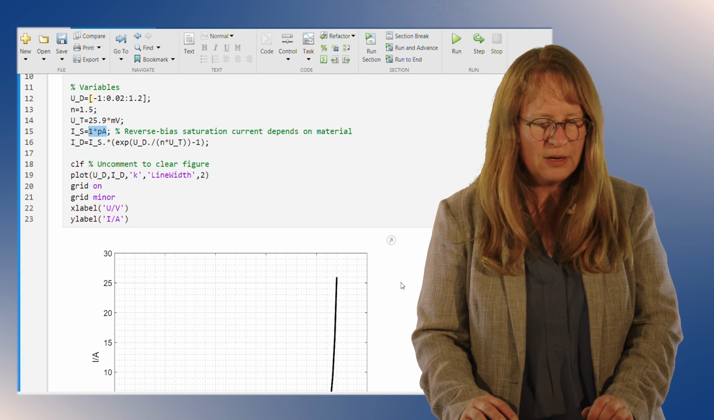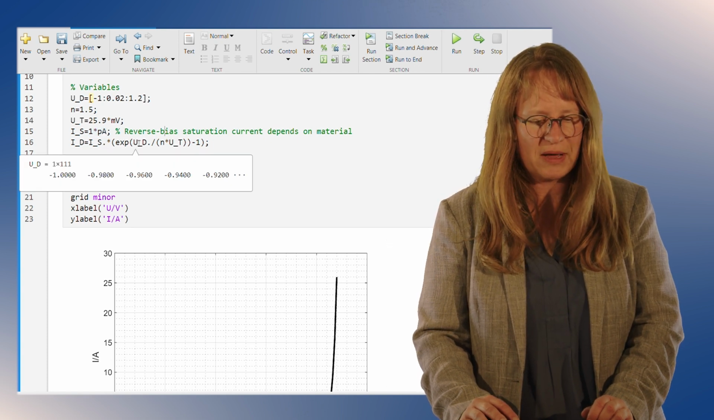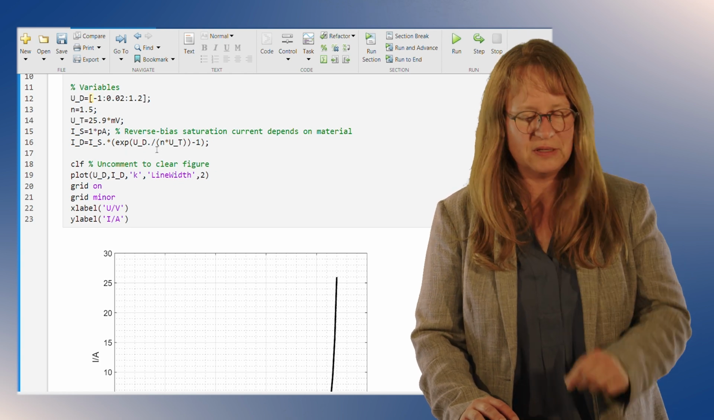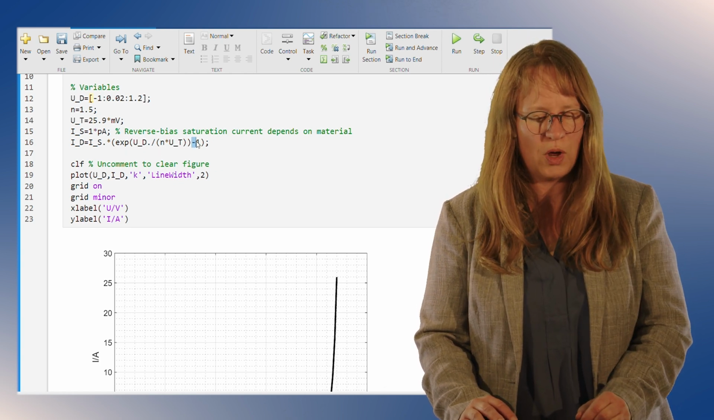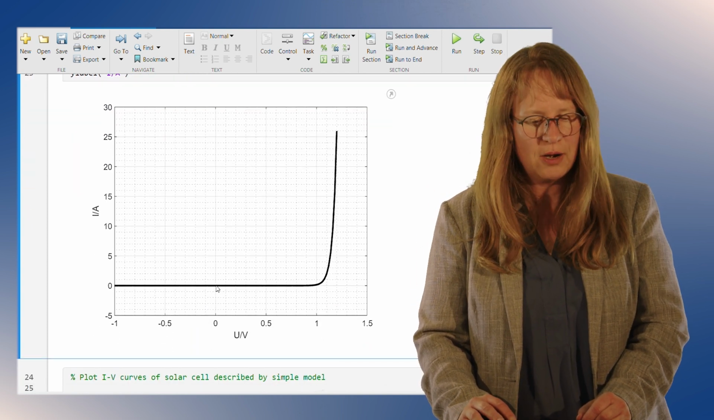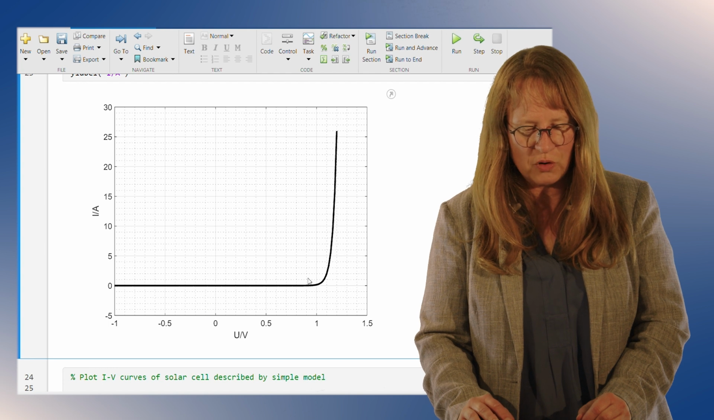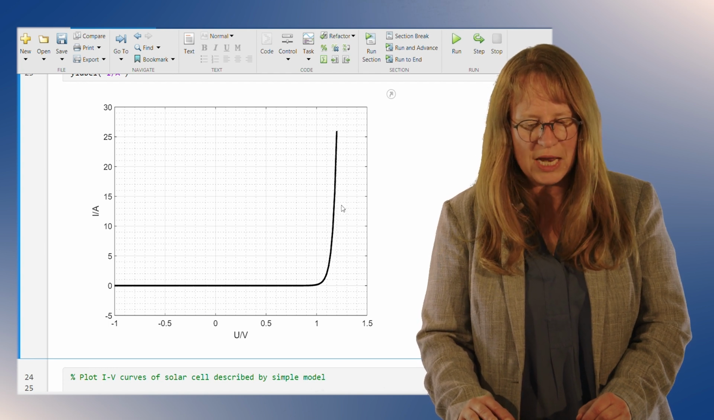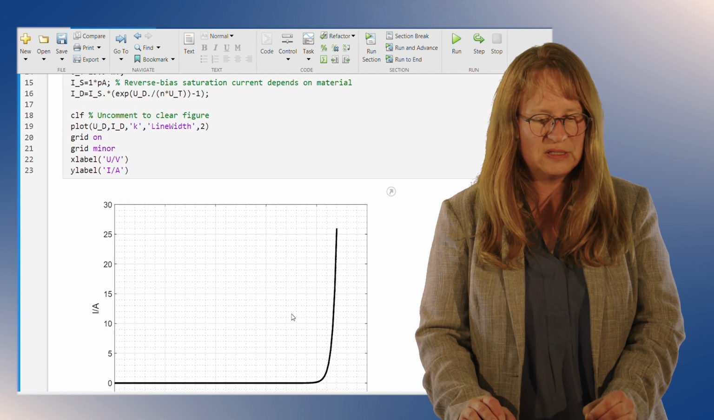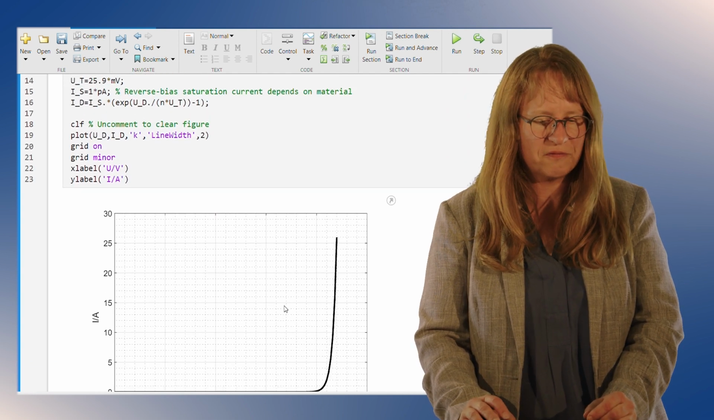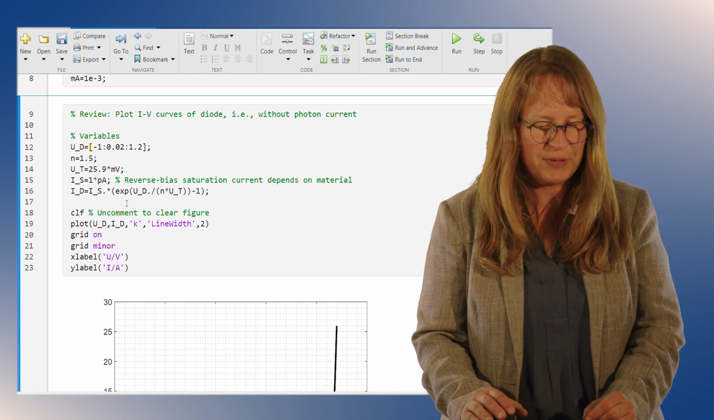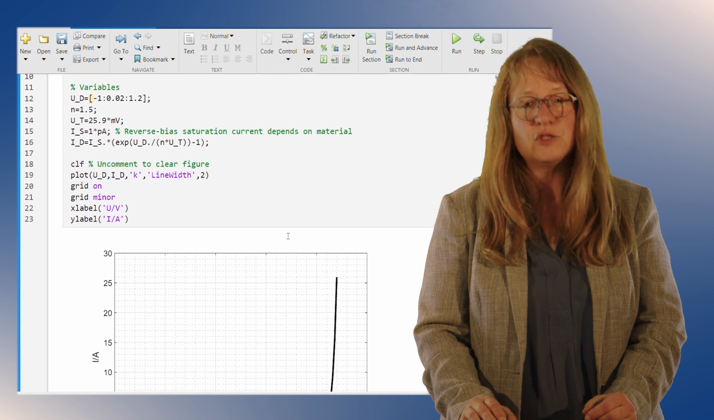we defined up here. At 0 voltage, if we plug in 0 for UD, this exponential function, exponent of 0 is exactly 1, so -1 is 0. So at 0 volts, we also have 0 ampere. And then we see that for positive voltages, we get this exponential characteristic here that is typical for a diode. So this is the diode curve we get for the parameters that are defined in the script up here. Okay, so this is what a diode looks like.